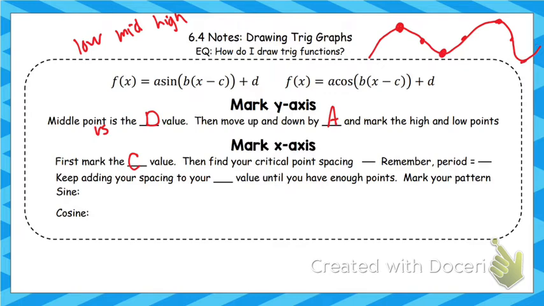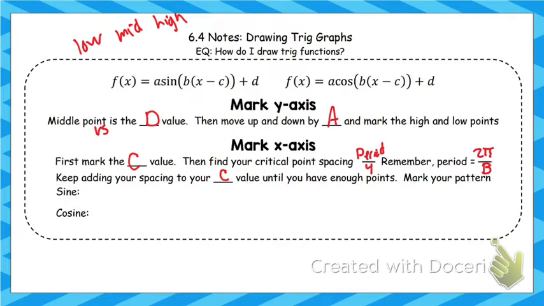So to figure out how far apart we space each of those, we're going to take the period and we're going to divide it by 4. And in case you forgot, the period is 2 pi divided by b. So once we figure out that spacing, we're going to keep adding that spacing to that C value until we have enough points on our graph.